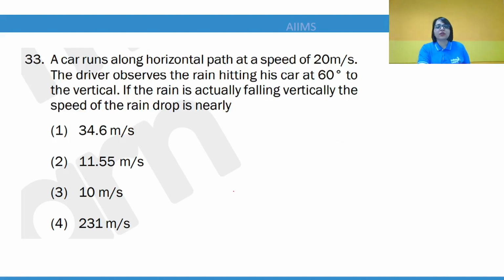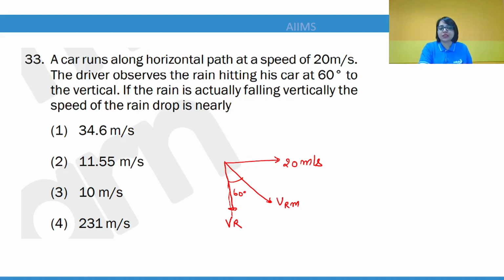A car runs along a horizontal path with velocity 20 meter per second. The driver observes the rain hitting his car at an angle of 60 degrees to the vertical. So this is the velocity of rain with respect to car, velocity of rain with respect to man. If the rain is actually falling vertically, the speed of the raindrop is nearly.